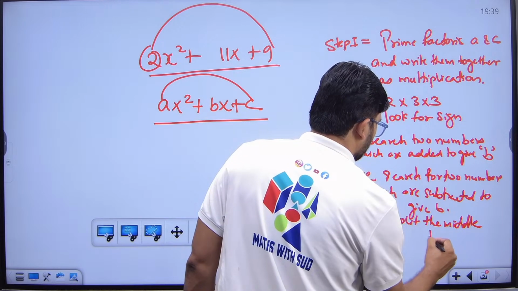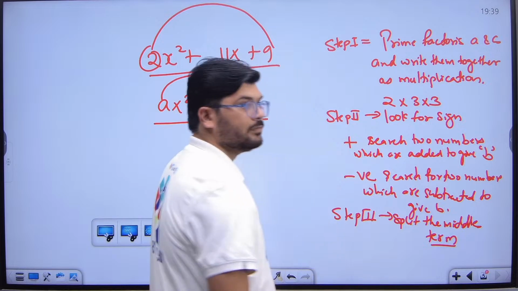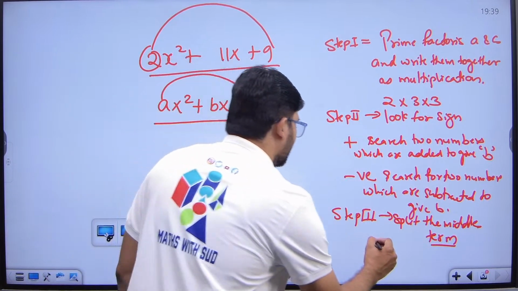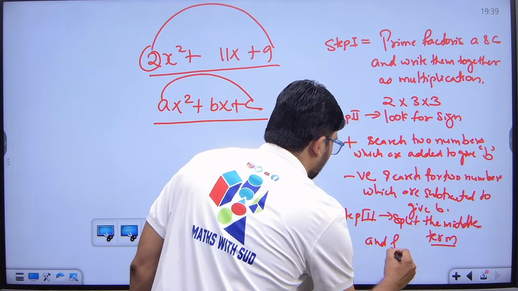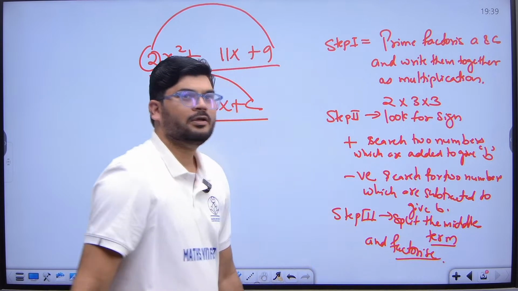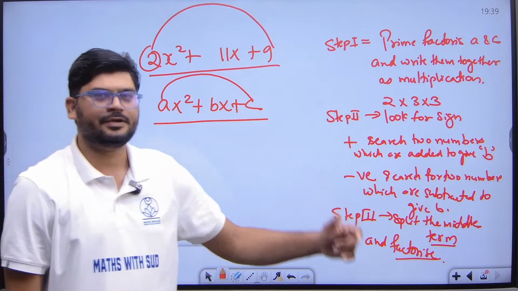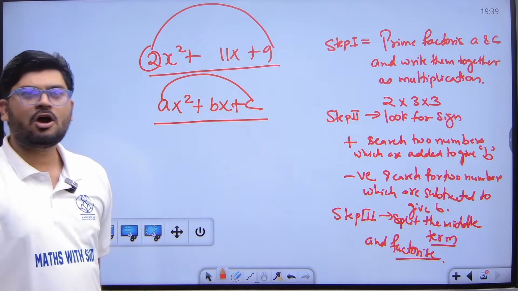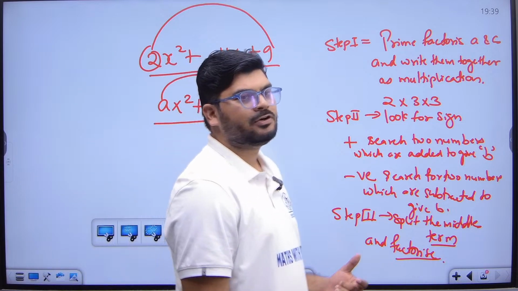Split the middle term into those two numbers and then factorize. Now how will you factorize? Using the distributive property. It will come automatically. Let us see, for example, in this case. 2 into 9 is how much? 18, and we have factorized them into 2 into 3 into 3.